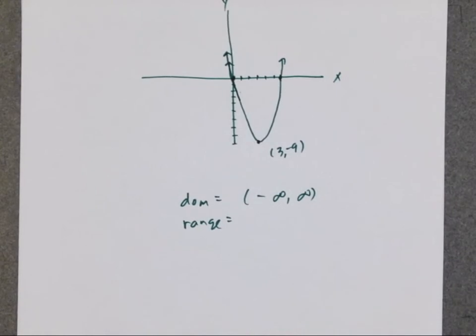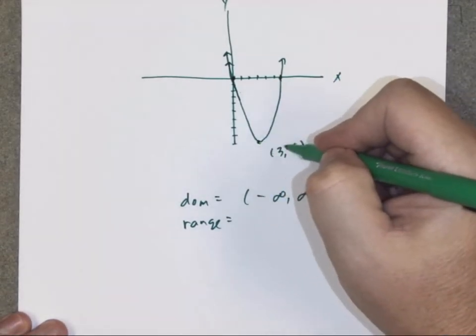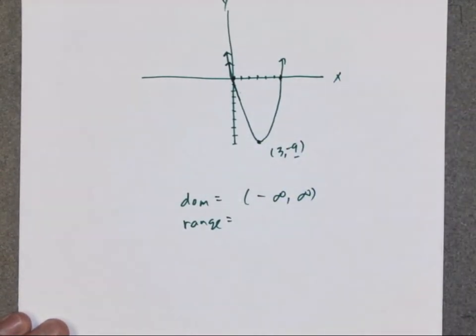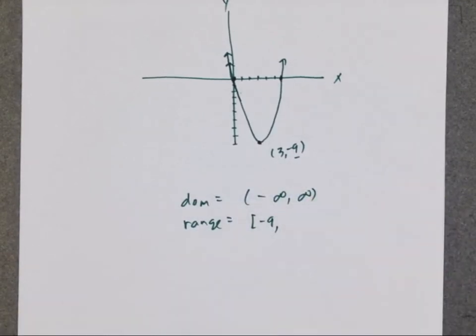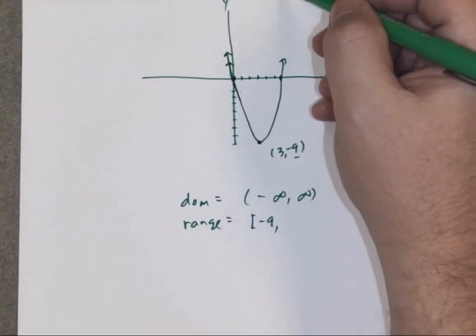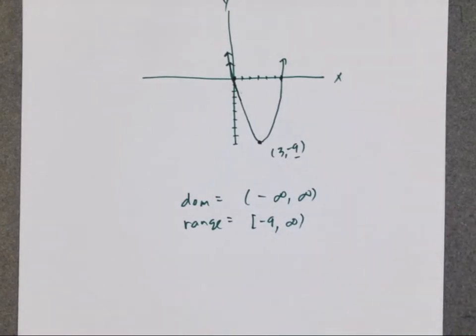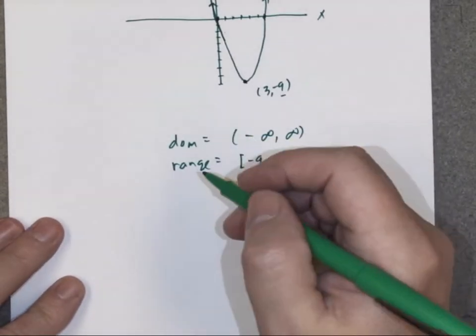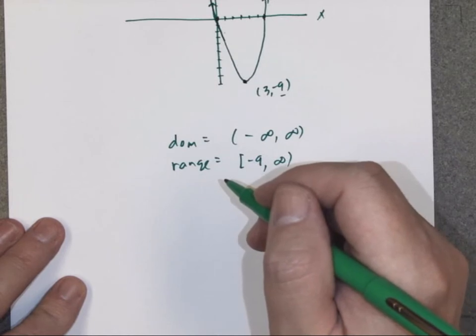The range, now the range is up and down. So if we say, what's the smallest value of y for this graph? Well, it's right here at the vertex. And what's the value of y? -9. So the range starts at -9. Then how high does this graph go? What's the largest value of y for this graph? Infinity. And then the very last question is, determine where the function is increasing and where it is decreasing.